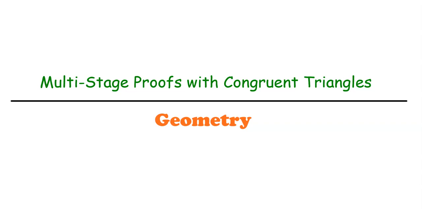Sometimes when we're trying to prove that particular components or particular triangles are congruent, we can't get exactly there just with the information that we have. Sometimes we have to use other congruent triangles to find corresponding parts to then use to prove that the triangles that we want are congruent. And this is something that I have often called a multi-stage proof.